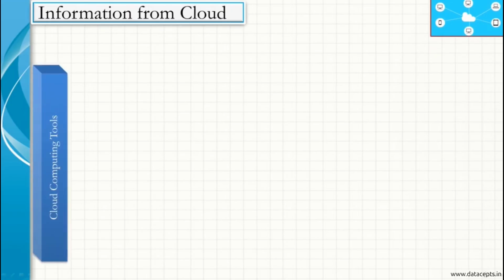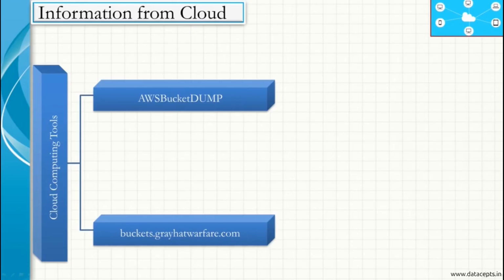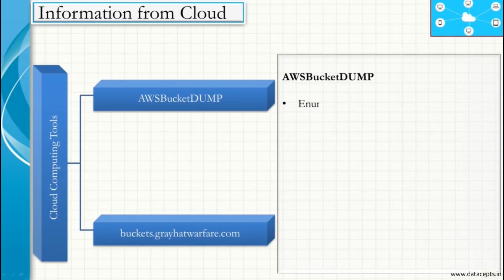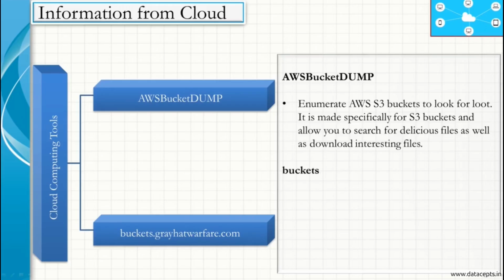Information collection from cloud, and the tools that are used are AWS Bucket Dump and buckets.greyhatwarfare.com. AWS Bucket Dump enumerates AWS S3 buckets to look for loot. It is made specially for S3 buckets and allows you to search for delicious files as well as download interesting files.